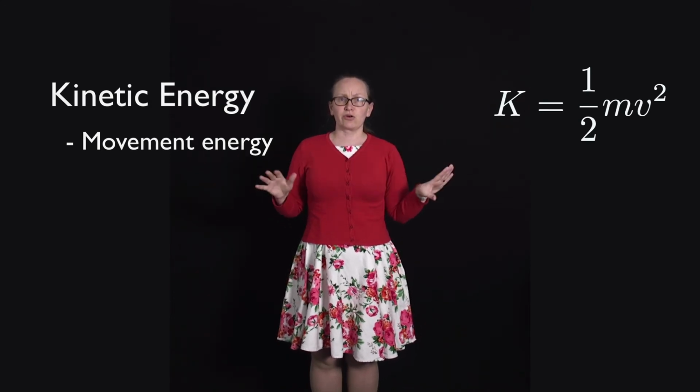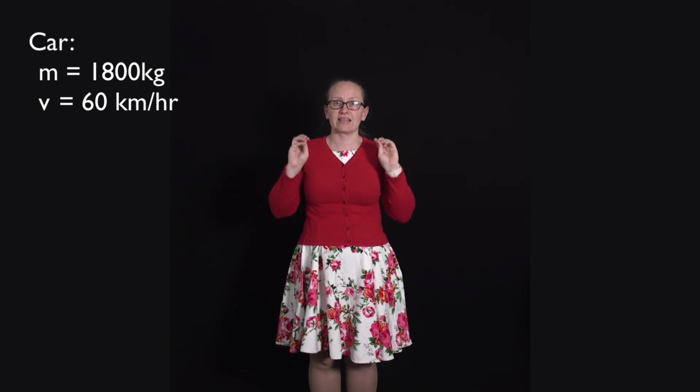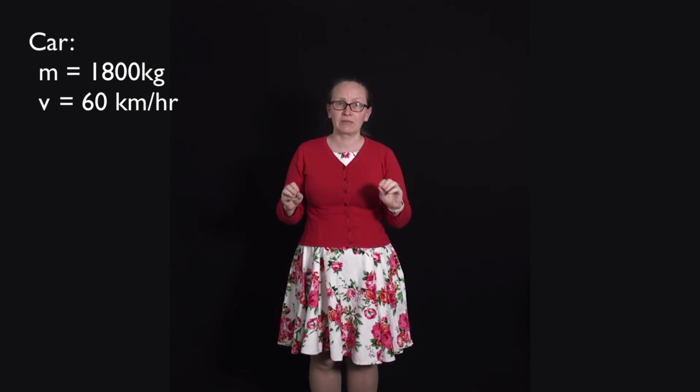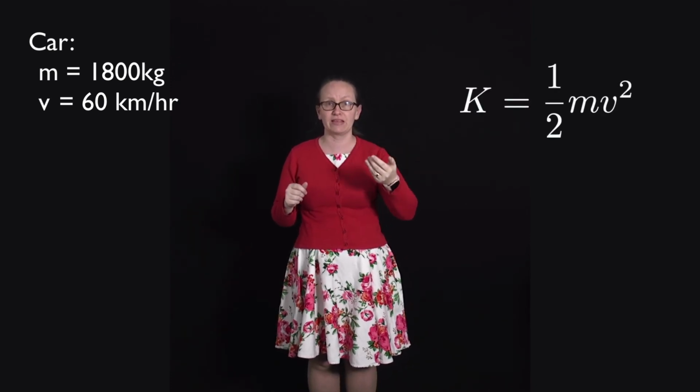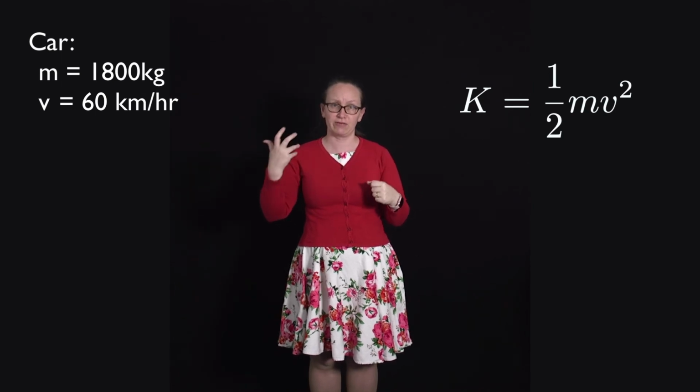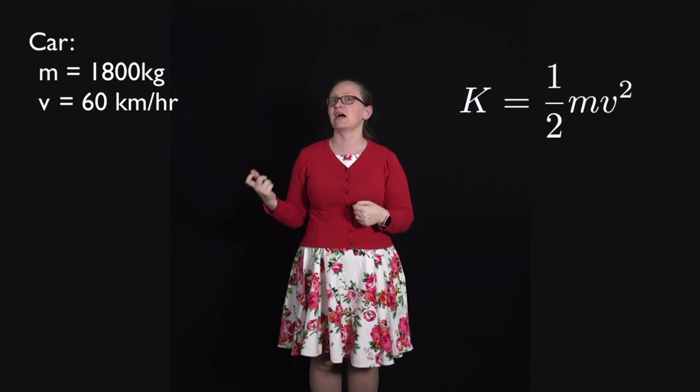Let's just do a quick example. Let's calculate the kinetic energy of a car with a mass of 1,800 kilograms, which is traveling at 60 kilometers per hour. We're going to need to substitute into our equation K is equal to a half mv squared. What's a little bit tricky here is that we've been given the speed in kilometers per hour rather than meters per second, the SI units.